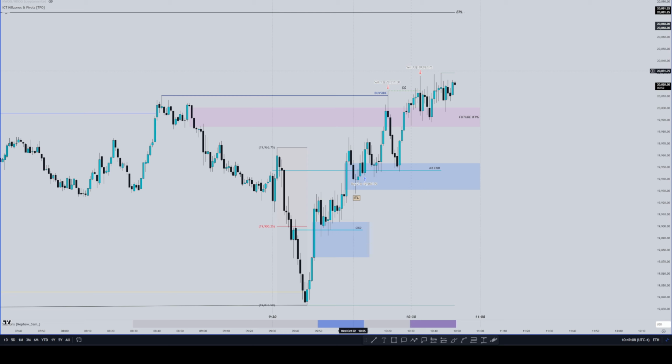I highly suggest, if you want to just practice your discipline, don't even open the charts tomorrow. Don't even open it on your phone. Don't open it on your computer. Don't even bring in the temptation to the possibility of you taking a trade. It's better if you just put it away.